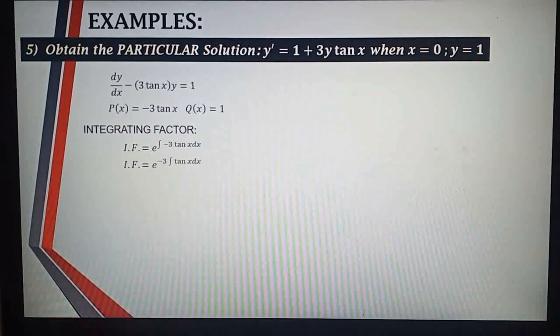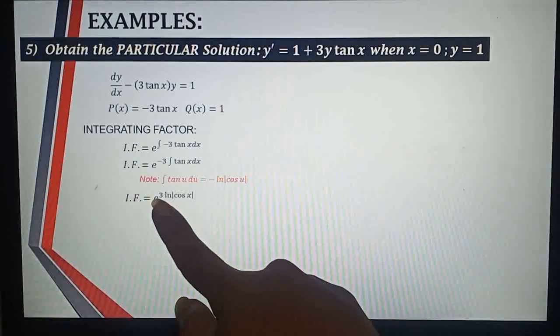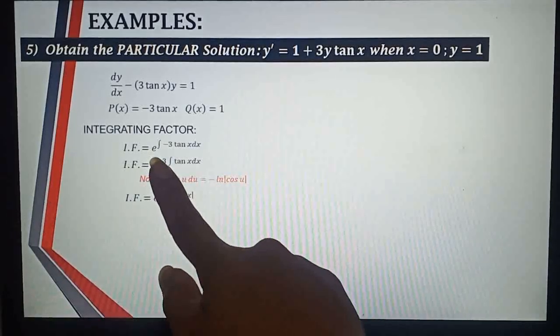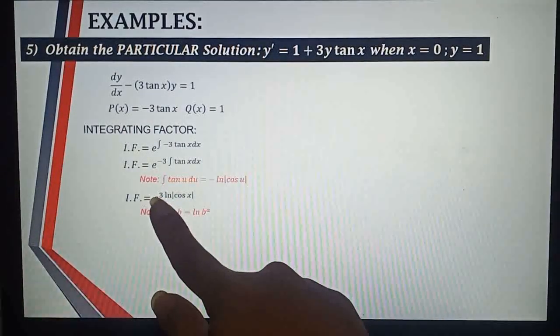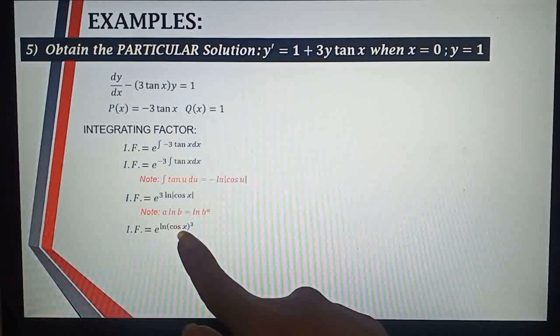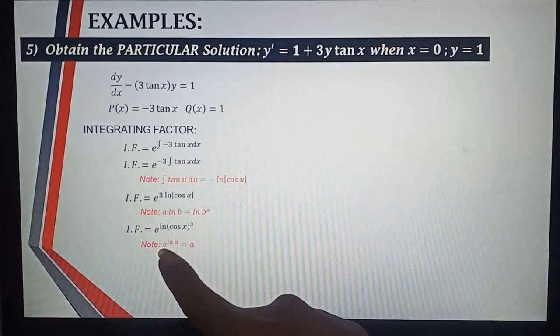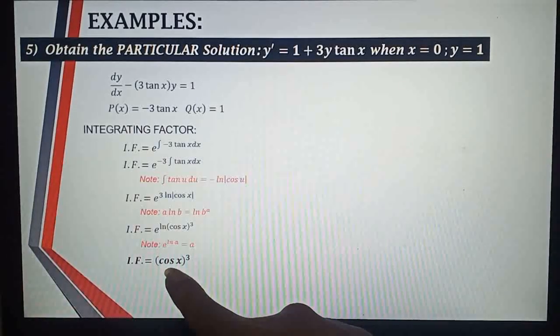Ngayon, ilalabas natin si negative 3. Now, the integral of tangent of u du is equivalent to negative ln of cosine u. So, you will now have e raised to 3 ln of cosine x. Since negative yan, tapos negative din yun, magiging positive na ngayon yung equivalent value. Ngayon, using your ln property, pwede nating itaas si 3 or gawing exponent ni cosine. So, we will now have e raised to ln of cosine x cubed. Then, another property of the ln is pwede nating tanggalin si e raised to ln, ang matitira na lang ay si a. So, you will now have an integrating factor of cosine x cubed.